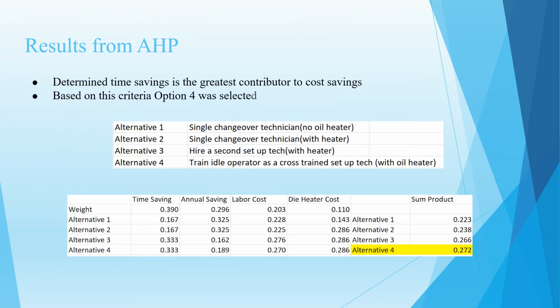Once it was determined that time saving is the most important criteria, each alternative weight was calculated using the same process as before. The sum product of weight from each alternative and criteria was used to calculate the overall score. The table shows that alternative 4 results with the highest score, which is the alternative we are recommending to the company.